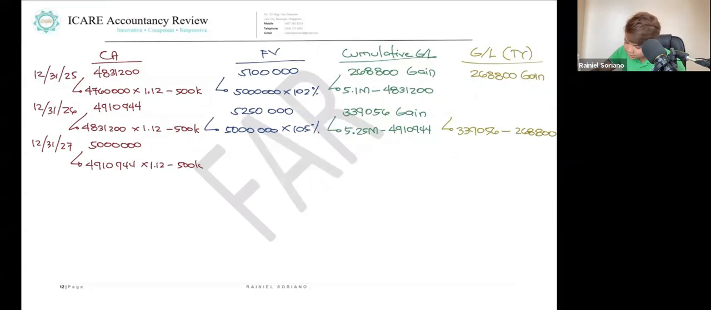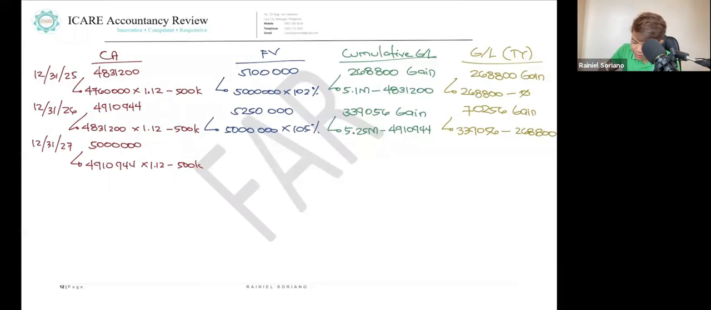268,800, or this is equal to 70,256 gain. Alright, dito kasi ang computation is 268,800 minus 0 because wala pa naman tayong last year. Alright, so that's the computation. Palitan natin ito.